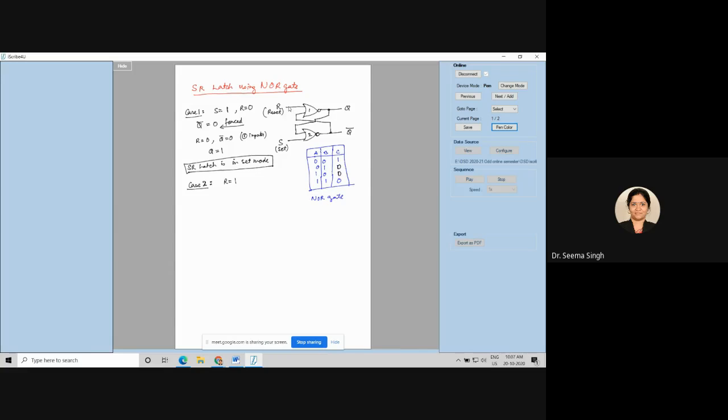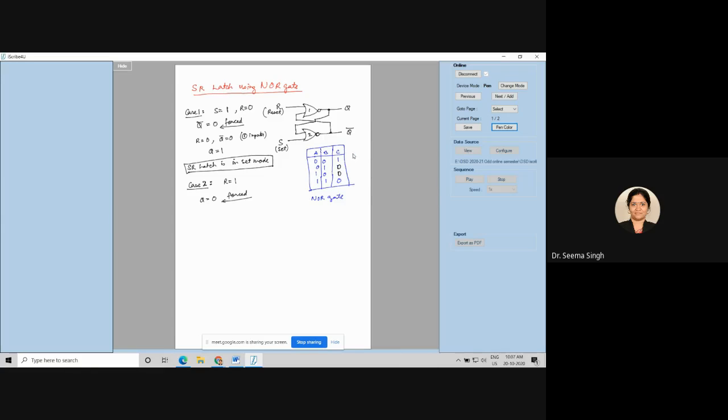Now when R is equal to 1, it will not bother about what is there at Q bar and it will force Q equal to 0. So when R is equal to 1, Q is equal to 0, again that is forced, without bothering about what is coming with the Q bar feedback. So when Q is forced to be equal to 0, then what happens? When Q is 0, when one of the input is 0, output can be 1 as well as 0. So it depends upon the other input also.